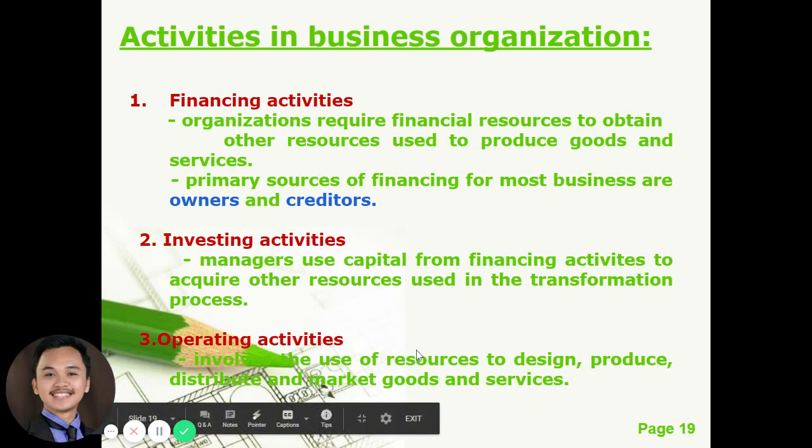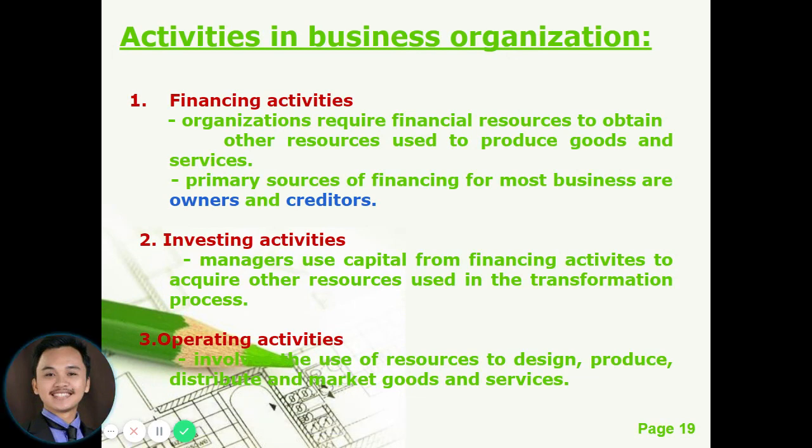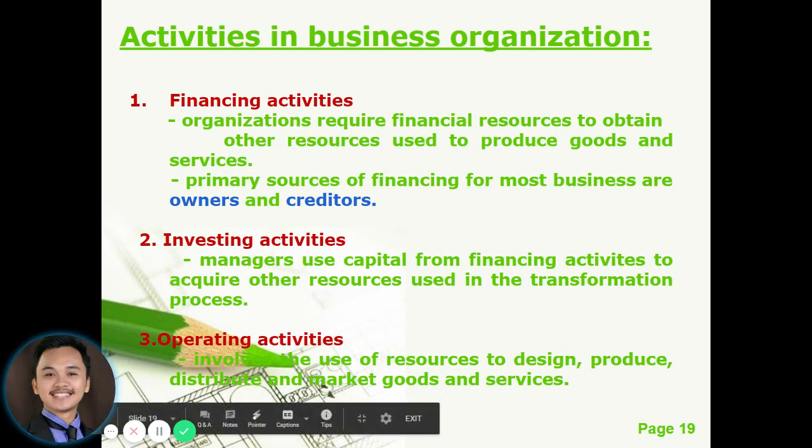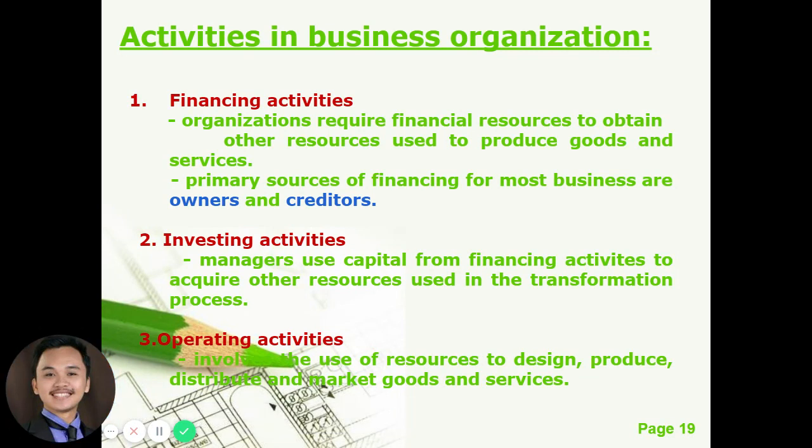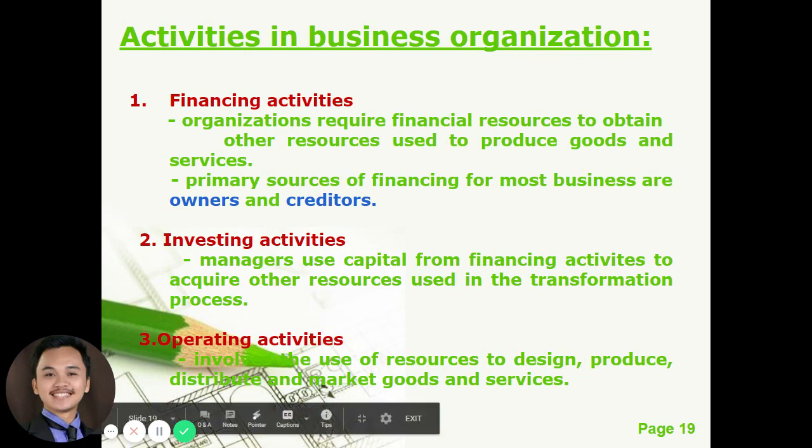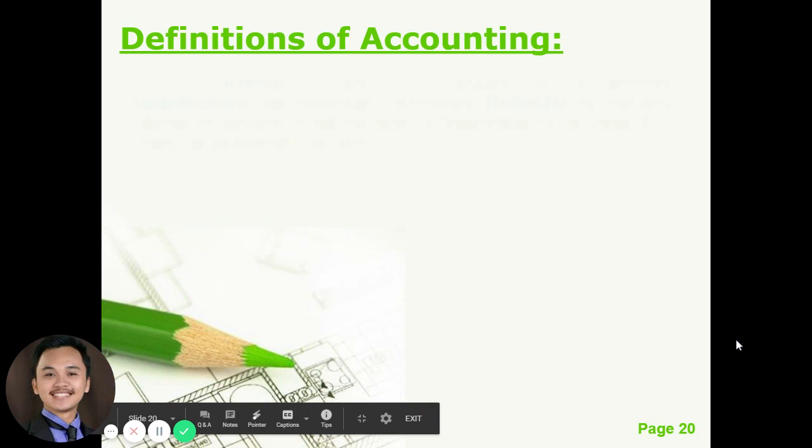And lastly, we have operating activities. Operating activities involve the use of resources to design, produce, distribute, and market goods and services. Usually, operating activities include the day-to-day operation of the business. For example, the selling of products and buying of raw materials. So those are the three activities in the business organization.